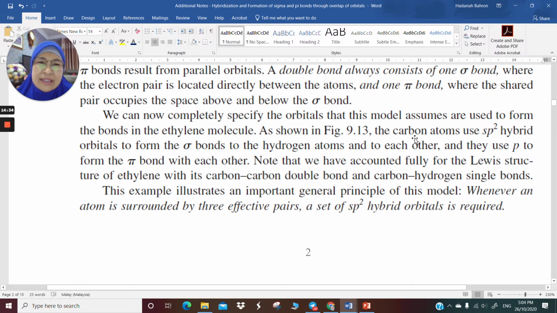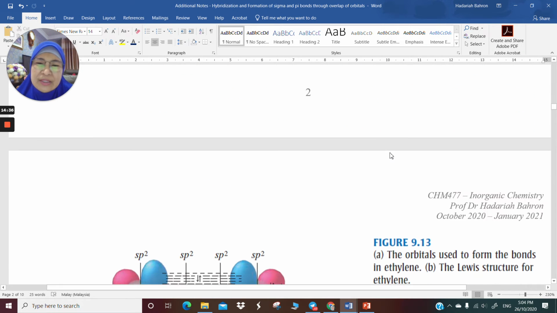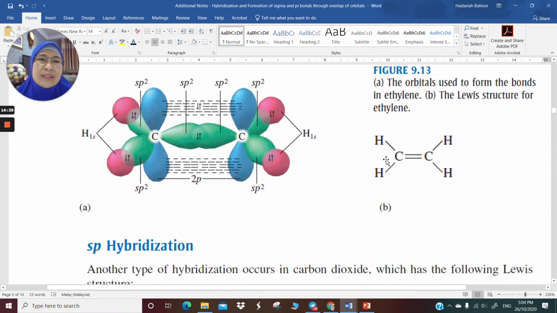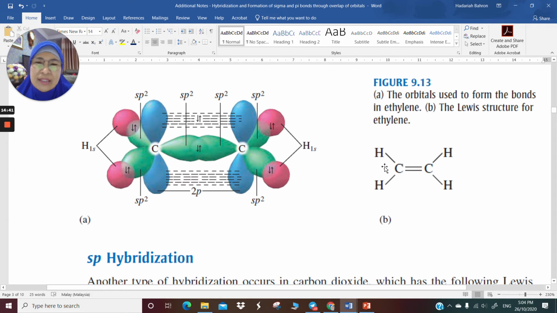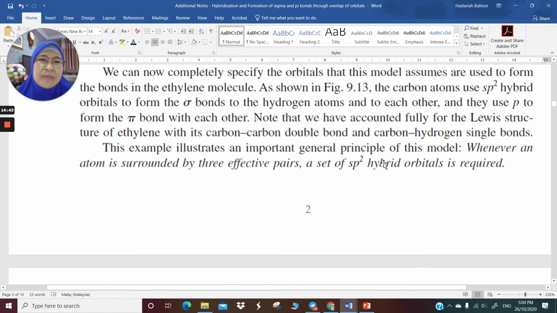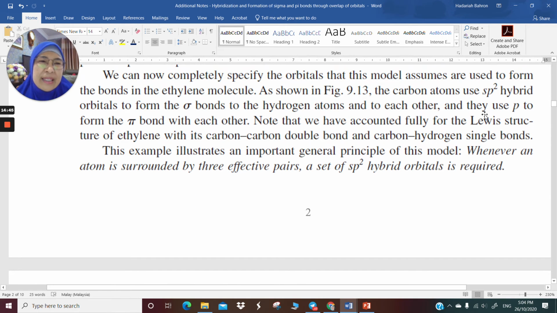Figure 9.13. What is figure 9.13? Oh, there it is, figure 9.13. Yep. The carbon atom uses sp2 hybrid orbitals to form the sigma bond. This is repeating, and the example is shown here.